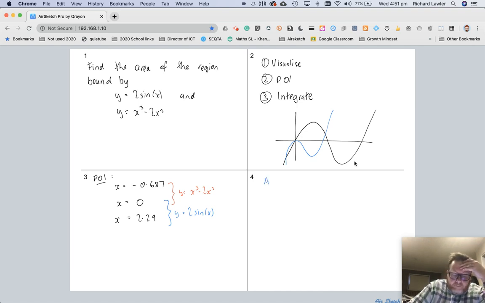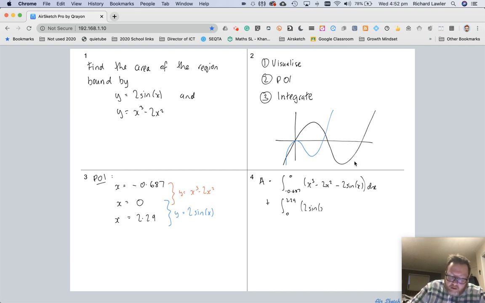So the area, sorry, I'll just work in black. The area is going to be, well, that first region, right, which is going to be the integral from negative 0.687 to 0, and it's going to be the red on top. So it's going to be x cubed minus 2x squared, okay, minus 2 sine x with respect to x. So that's the first region, and I'm going to add to that the integral from 0 to 2.29 of 2 sine of x minus x cubed minus 2x squared.